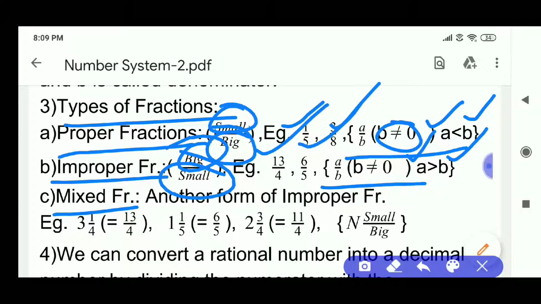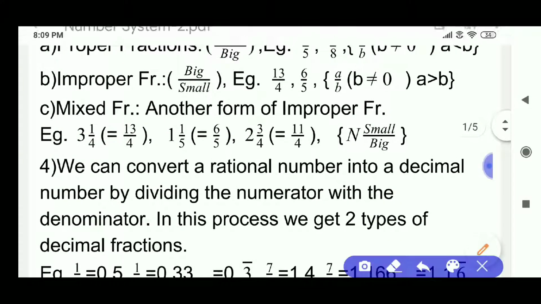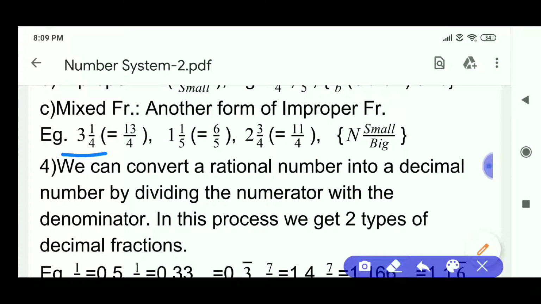Mixed fraction, it is nothing but another form of improper fraction. Improper fractions can be converted into mixed and mixed can be converted into improper. Examples: 3 and 1 by 4 is equal to 13 by 4. 4 into 3, 12, 12 plus 1, 13, 13 by 4. 3 and 1 by 4 is mixed. 13 by 4 is improper.